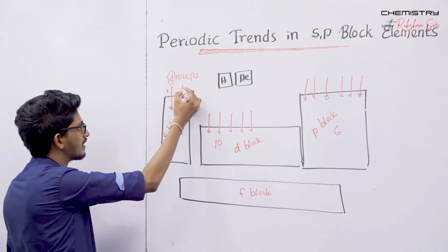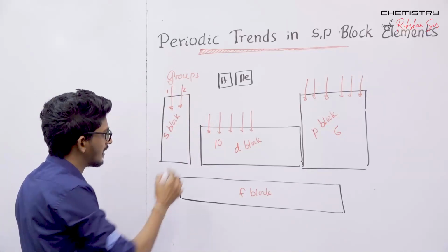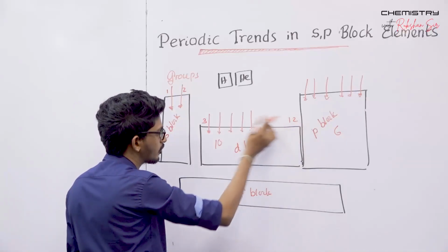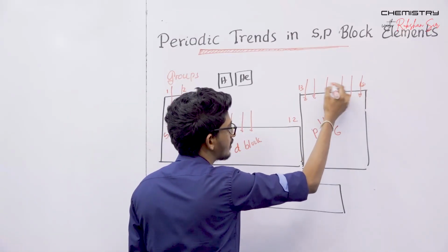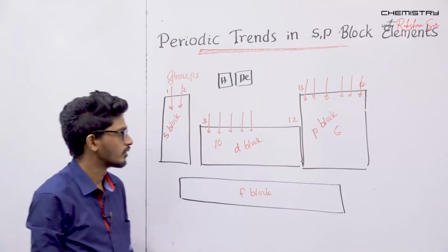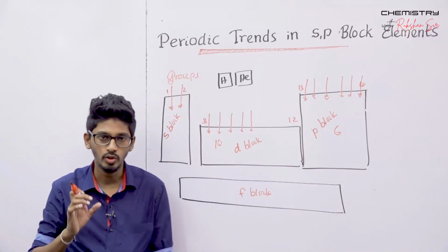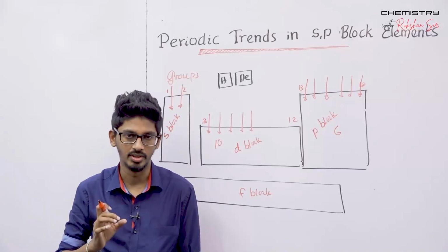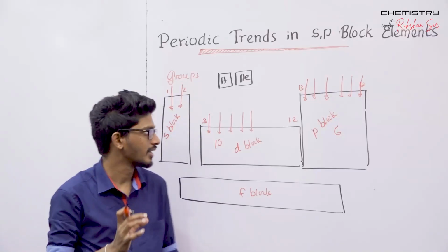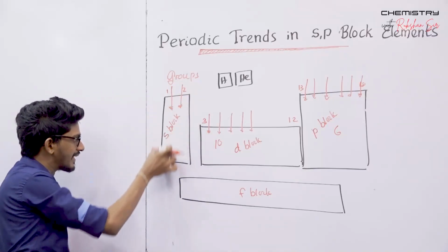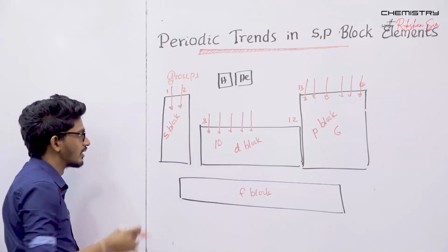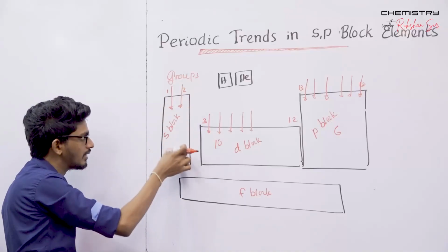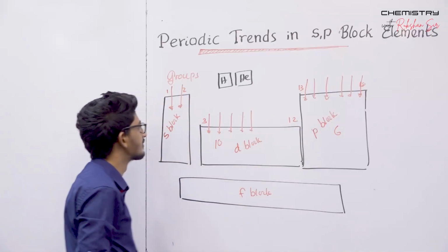The first group and second group belong to the S block. The third to 12th groups belong to the D block, and 13 to 18, those 6 groups, belong to the P block. So altogether 18 groups are there in your periodic table. What are groups? A column of elements is referred to as a group.